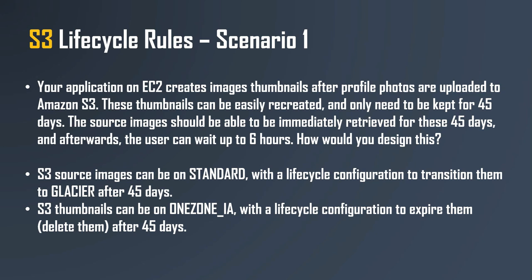So that makes sense, right? We don't need the thumbnail after 45 days, so let's delete them, and let's move the source image to Glacier, and the thumbnail can be on One Zone-IA because it's going to be cheaper, and in case we lose an entire AZ in AWS, we can easily recreate all the thumbnails from the source image. So this is going to be providing you the most cost efficient rules for your S3 buckets.